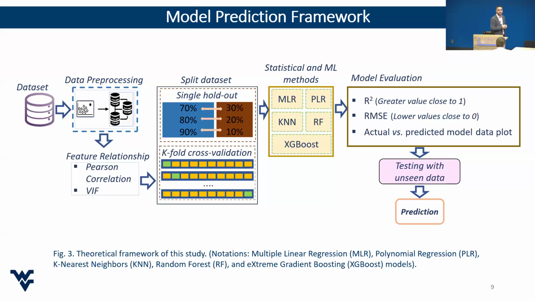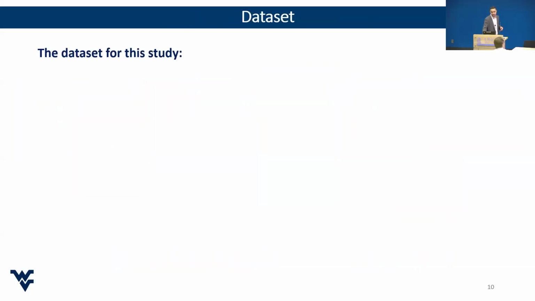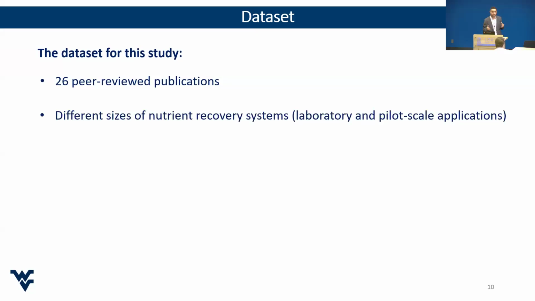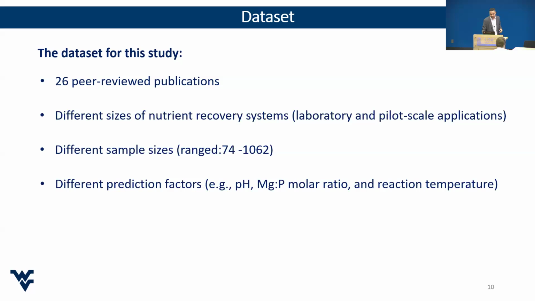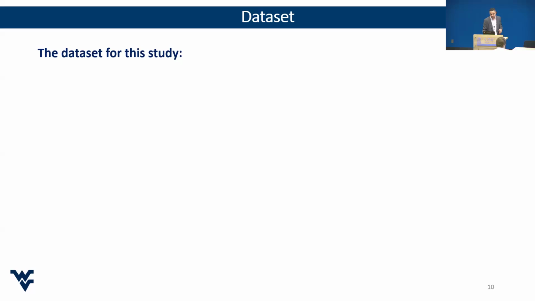This slide shows the general framework for this study. To achieve the prediction with different data-driven models, we followed 6 main steps. I'm not going to go through the details due to the limited time. The data set for this study was derived from 26 peer-reviewed publications on different nutrient recovery technologies at pilot scale and laboratory scale. The sample size for our study ranged between 74 and 1,062 for the different prediction models. The collected variables, as I mentioned, include pH, molar ratio, etc.